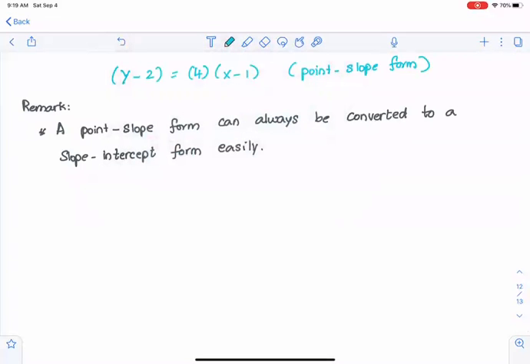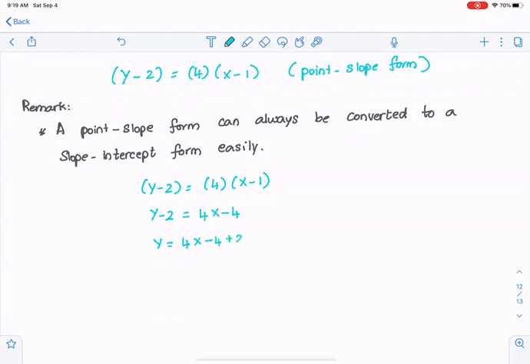So our answer was y minus 2 equals 4 times x minus 1. So y minus 2 would equal, distribute the 4. You have 4x. 4 times negative 1 is negative 4. So y minus 2 would equal 4x minus 4. Move the negative 2 to the other side. We will have 4x minus 4 plus 2. So y would be equal to 4x minus 2. And that is the slope intercept form.